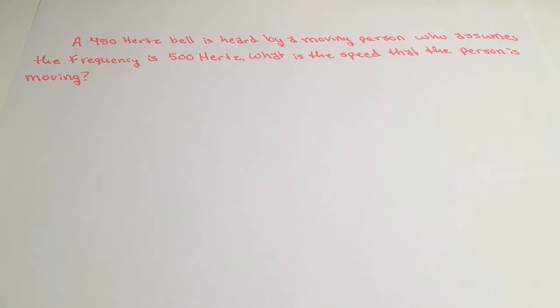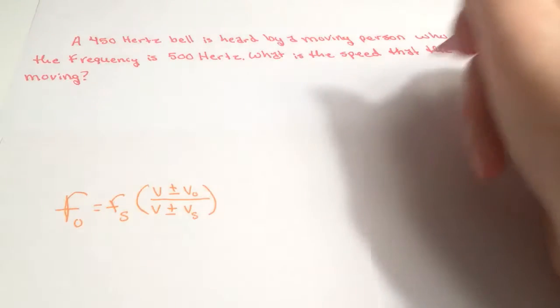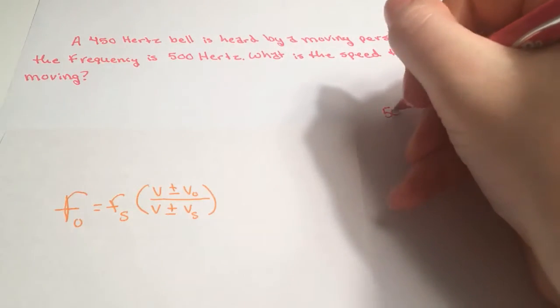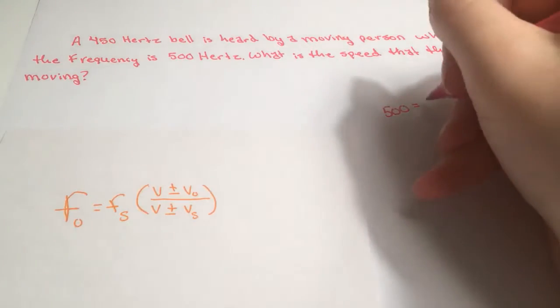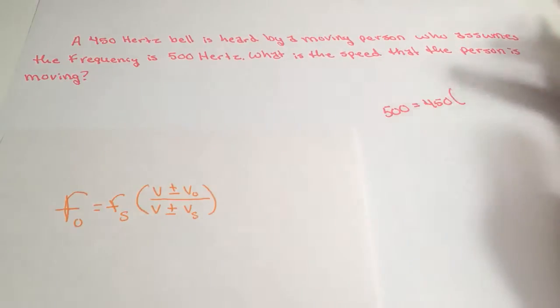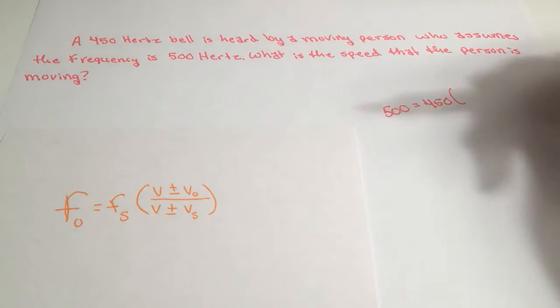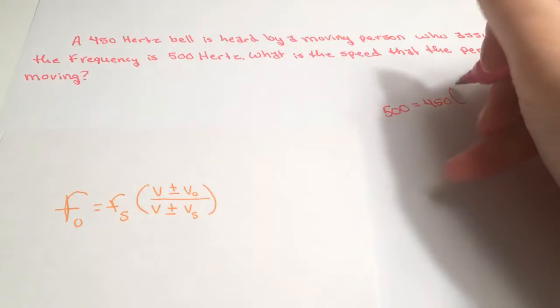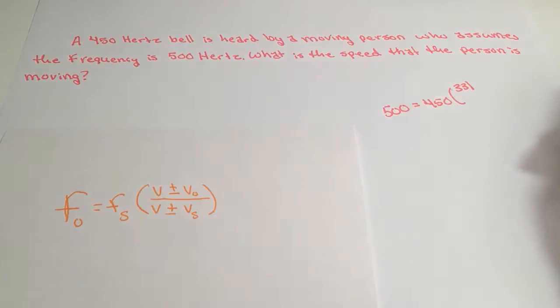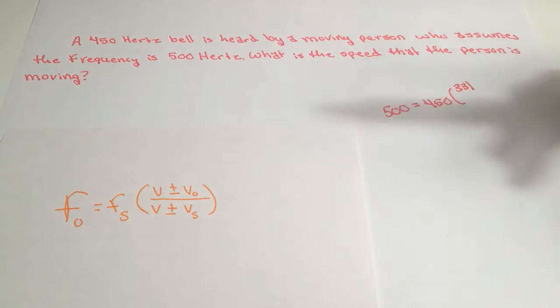On to the next question. A 450 hertz bell is heard by a moving person who assumes the frequency is 500 hertz. What is the speed that the person is moving? So we're going to be using the same formula again. And so we know that he heard 500. Well, it's actually 450. We can assume that this is in air, and whenever the person is in air, it's going to be 331. And we need to decide if he's going toward or away from the source.